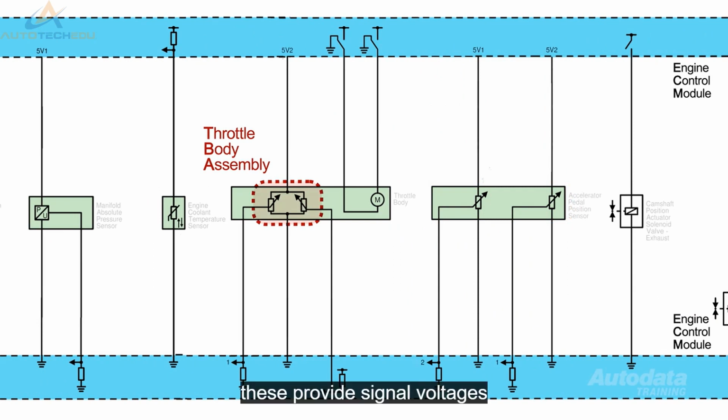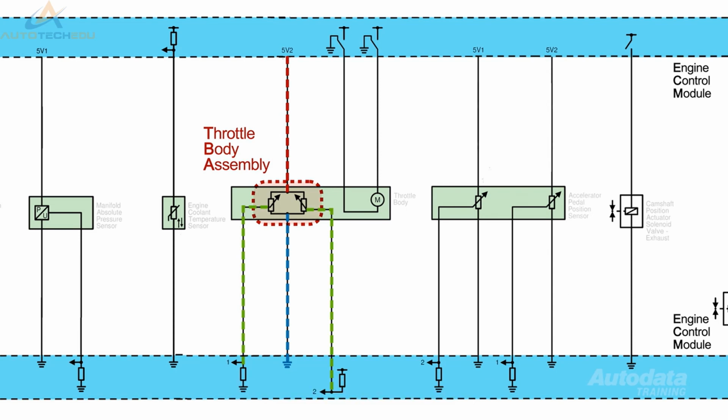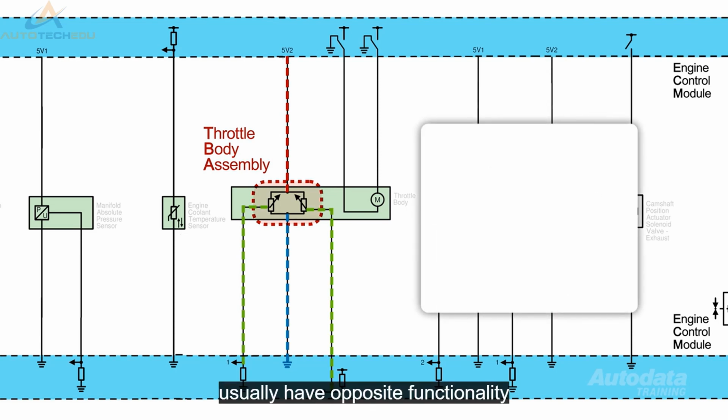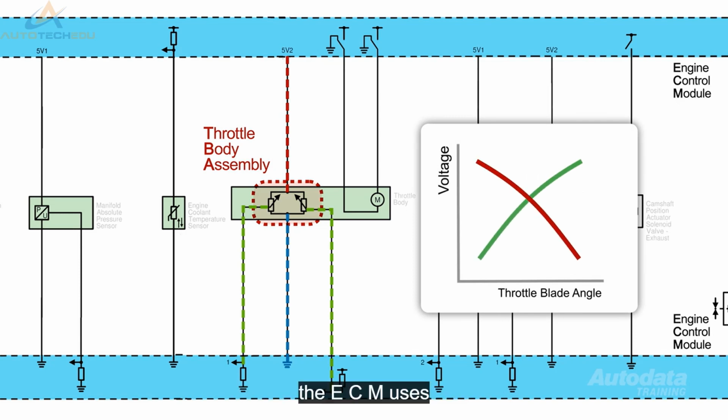The throttle body assembly contains 2 throttle position sensors. These provide signal voltages that change relative to throttle blade angle. The ECM supplies the throttle position sensors with a common 5-volt reference, a common low reference, and 2 independent signal circuits. The throttle position sensors will usually have opposite functionality. The ECM uses these signals to confirm that the throttle butterfly has been moved to the correct position.